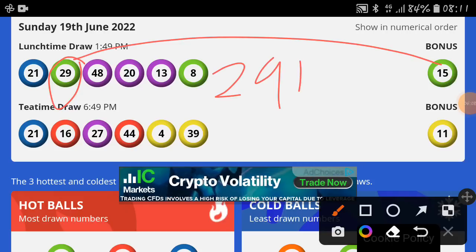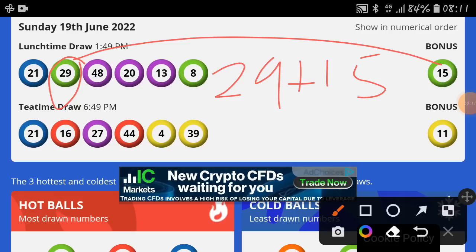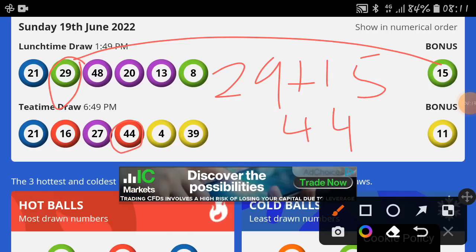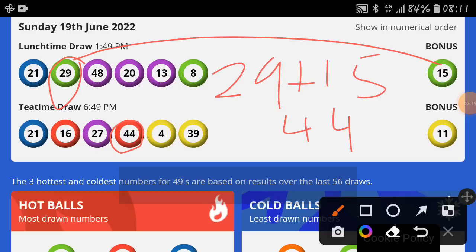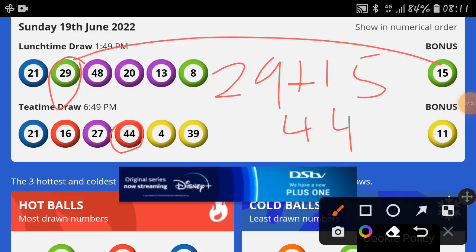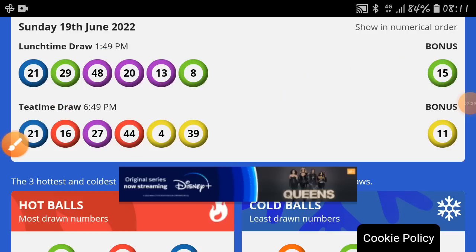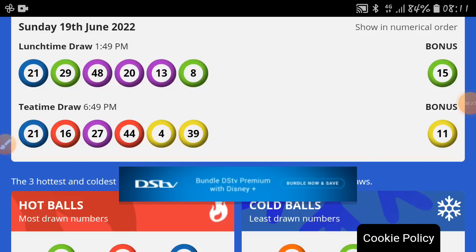So 29 plus the 15 equals 44. There is our second number. So basically, this is what we got from this one. We got two numbers, which are 16 and 44 from there.